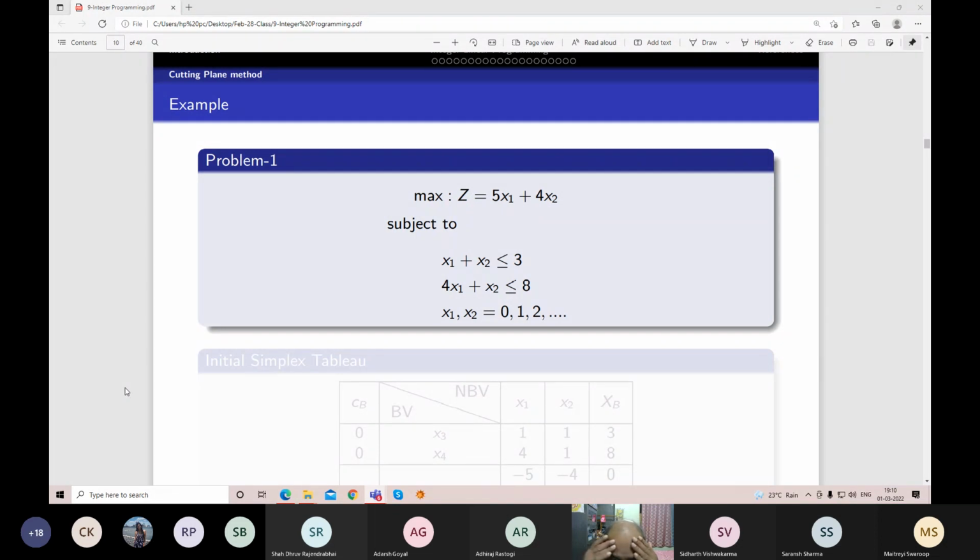Anybody can solve? Yes, sir. Answer is 13, sir. What is x1? What is x2? Sir, according to me, 5x1 plus 4x2, we can break it as x1 plus 4 times of x1 plus x2. So 4 times of x1 plus x2 would be less than or equal to 12. But you tell me the answer, so I will check.